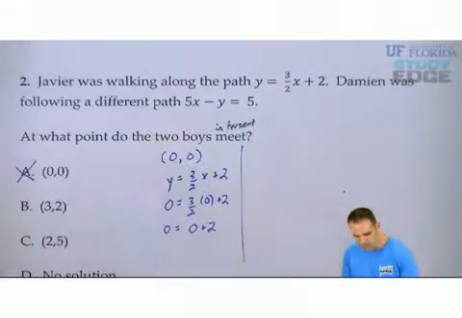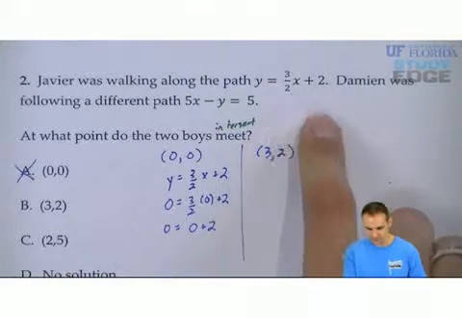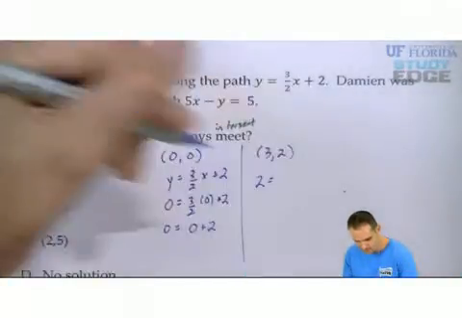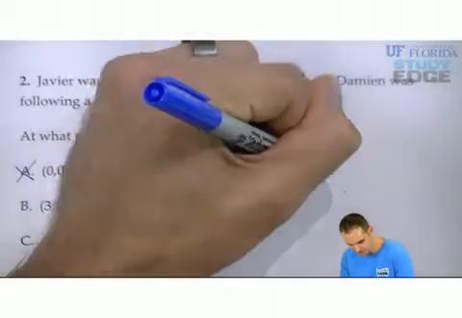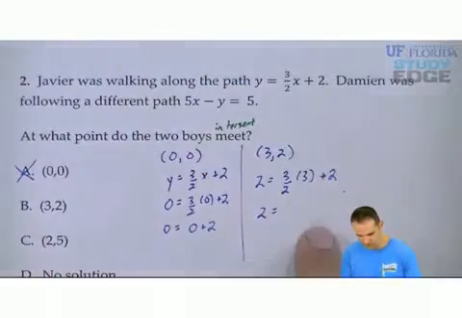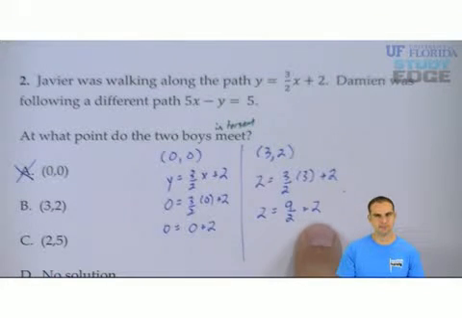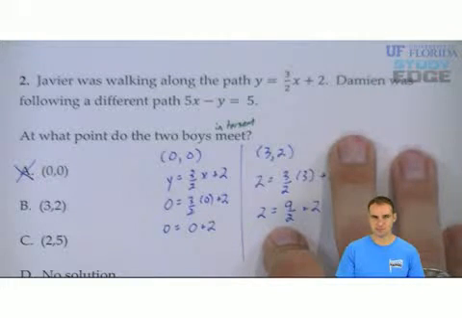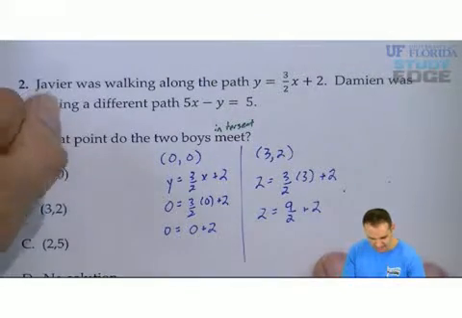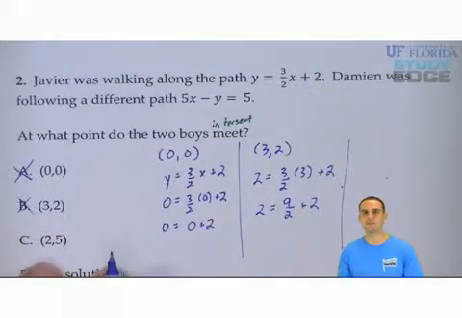So let's try 3, 2. Once again, we'll plug into this equation, y equals 3/2 x plus 2. We'll plug in a 2 for y and a 3 for x. 2 equals 3 times 3/2 plus 2, which is 9/2 plus 2. 9/2 plus 2 is not going to equal 2. You can even check if you want by plugging into your calculator, but it's not going to be that one. So it's either 2 comma 5 or there's no solution. We're already down to just one answer left, and if that doesn't work, then there's no solution.